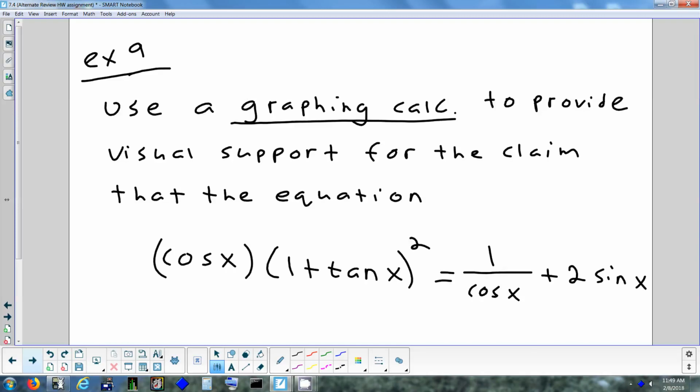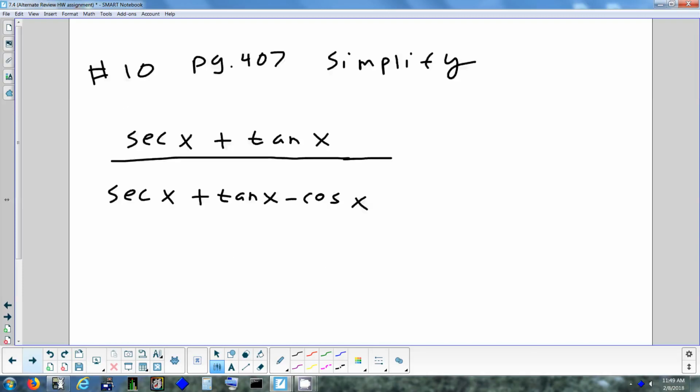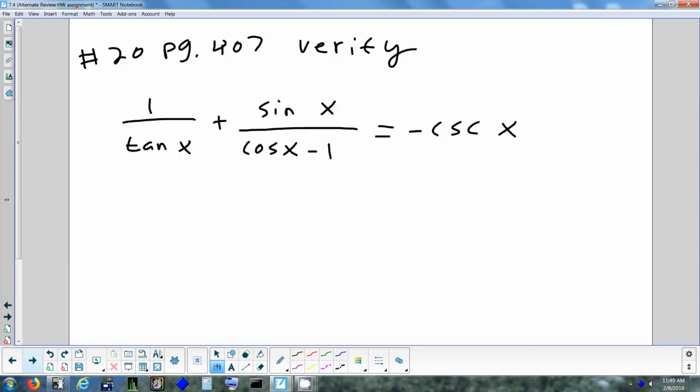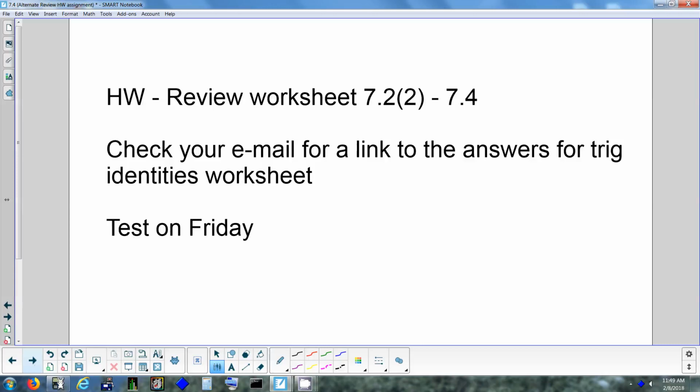Okay? So remember, graphing calculator, all it can do is support the idea that two things are equal. It doesn't prove anything. You have to do all the algebra to prove something. I'll skip over that one for now. I have a bunch of them, but I think you've seen enough of them.